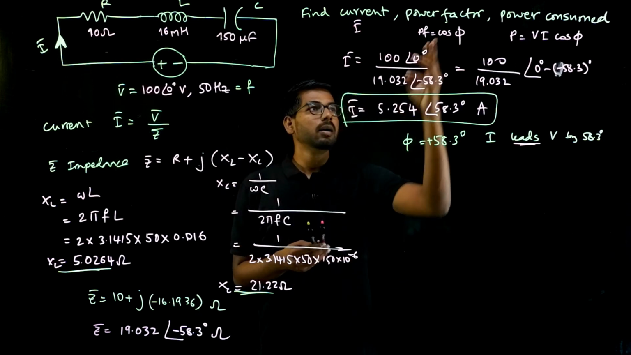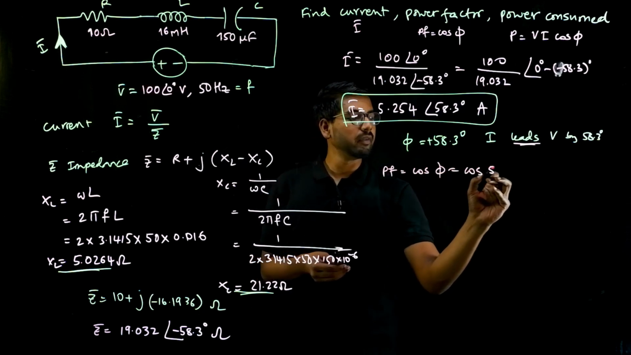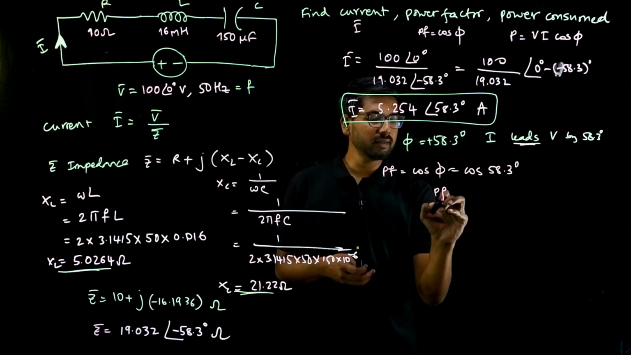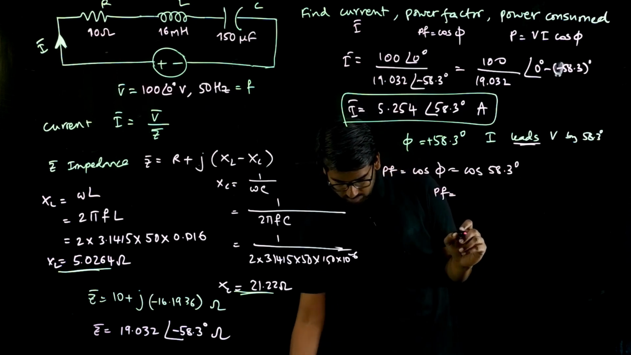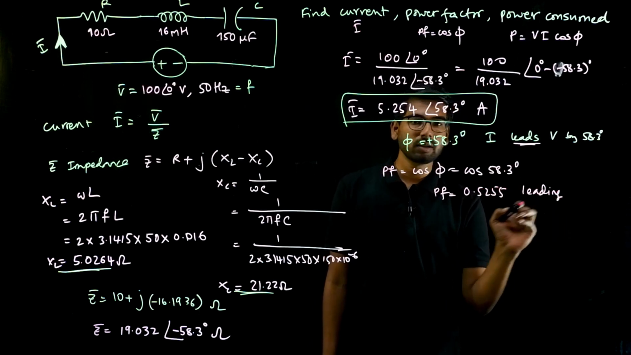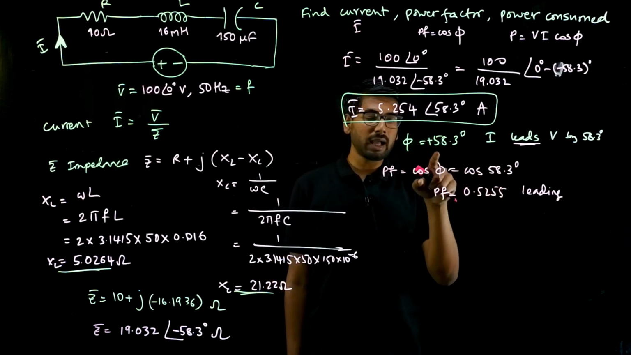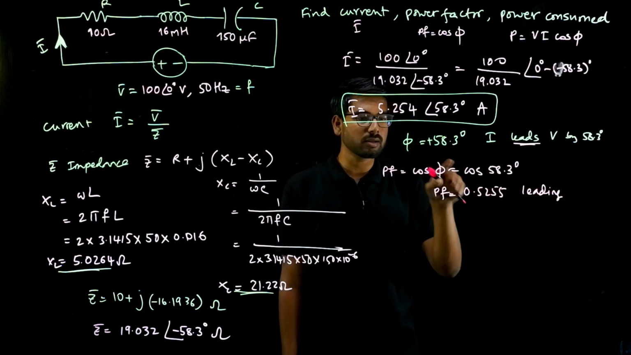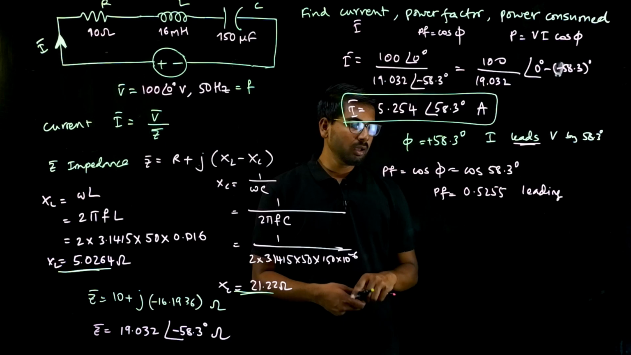Okay, once you know the phase angle, power factor is simply cos phi, that is cos 58.3 degrees. Here you have to keep the calculator in degrees. What is the value? Power factor is 0.5255 leading. You must not forget to write leading. Even if the phase angle is negative, you take cos phi with the angle as positive when you are calculating power factor, and attach the word lagging. Okay, if the phase angle is negative, the current is lagging the voltage. Okay, so this is power factor.